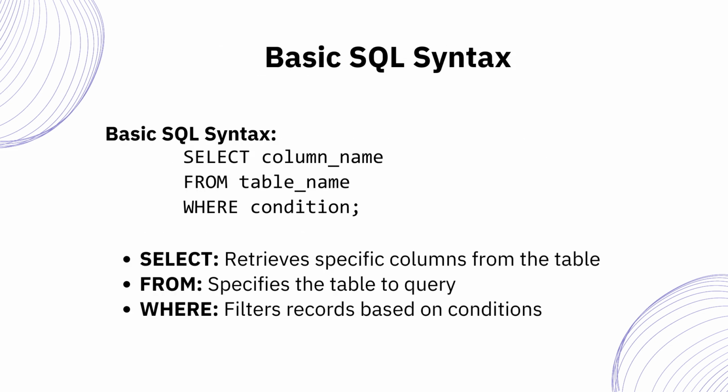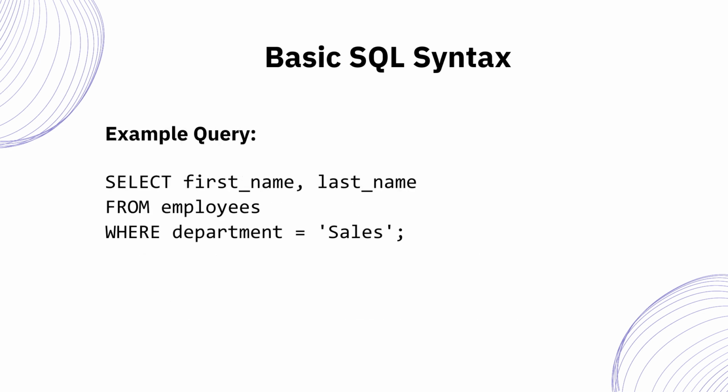Now, let's start with the basics of SQL syntax. The three most important commands for data retrieval are SELECT, FROM, and WHERE. SELECT is used to specify which columns of data you want to retrieve. FROM specifies the table from which to retrieve data. WHERE is used to filter data based on conditions. This is the basic SQL syntax, where SELECT retrieves specific columns from the table, FROM specifies the table to query, and WHERE filters records based on conditions.